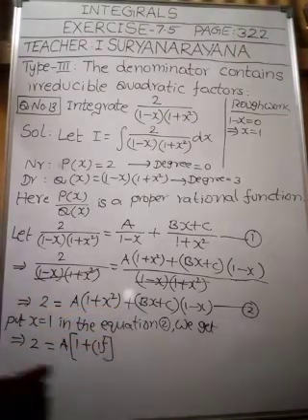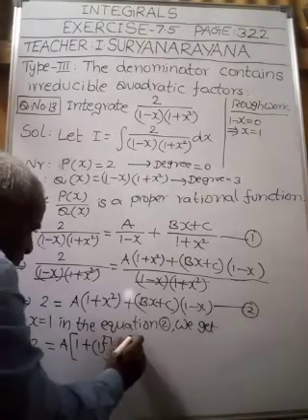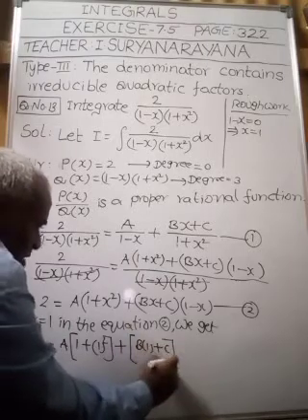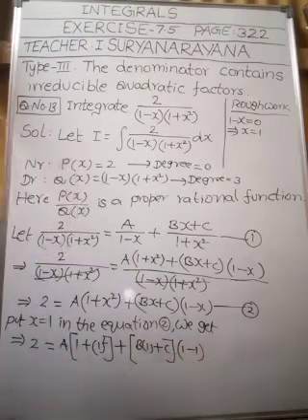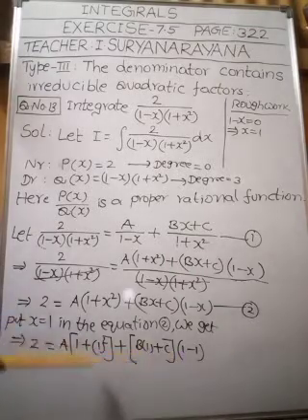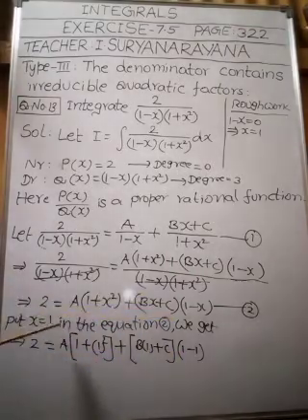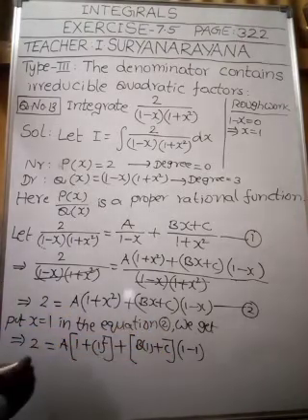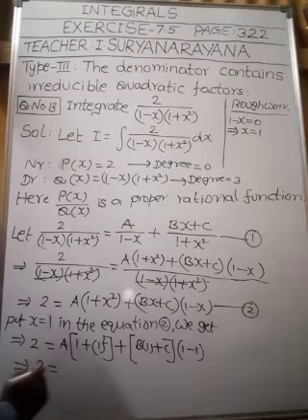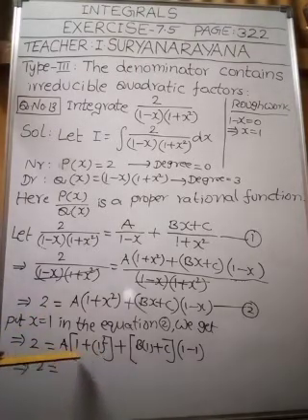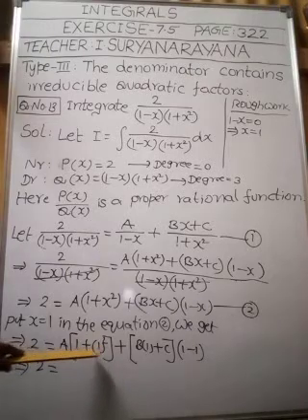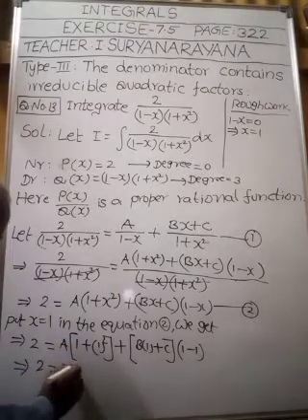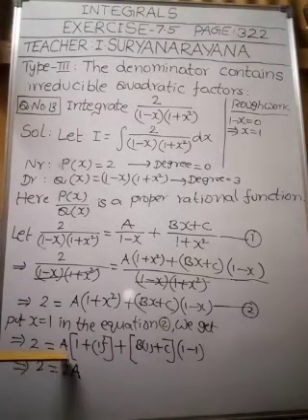Understood this part? Plus bx is there, b into 1 plus c into (1 minus 1). Understood this step? In equation 2, we are substituting x is equal to 1. Then we get this step. This implies 2 is equal to a into, in this bracket, 1 plus 1 square. 1 square value is 1. So 1 plus 1 is 2. 2 into a, 2a. Understood this one?